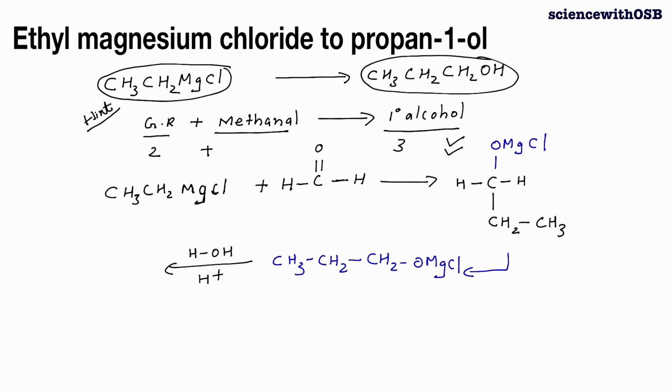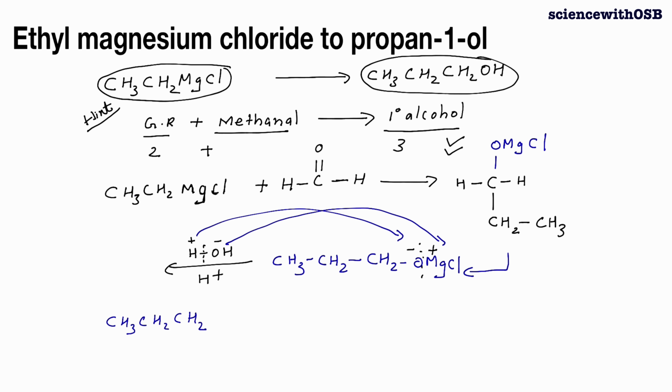Now what will happen? This bond will break. H becomes H plus, O becomes O minus. This bond will break. Mg becomes Mg plus and O becomes O minus. Then this H plus will be taken by O minus and OH minus will be taken by MgCl. So what are you going to get? CH3CH2CH2, and that O minus takes H plus, so it becomes OH. And what is the byproduct? Mg is taking OH, so MgOHCl. The byproduct is not very important for the conversion. So this is our required answer.